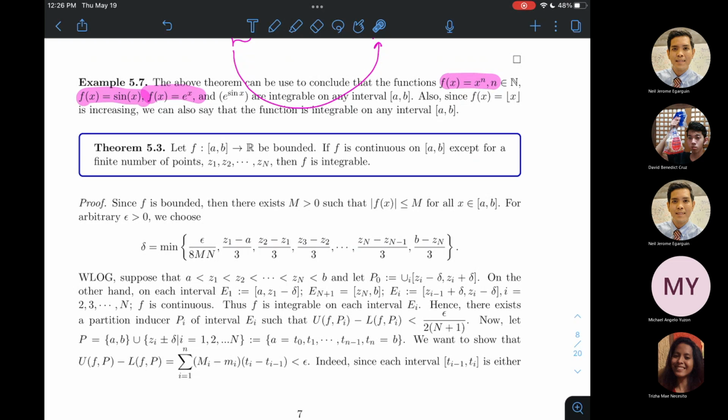Hindi kailangan maging perfect yung isang function. I mean, perfect with respect to continuity. Kahit may maliliit kang faults, basta finite lang yung number of faults, so points of discontinuity, ikaw pa rin ay integrable. As long as sa other points on that closed interval, ikaw ay continuous pa rin. Okay? So, titingnan natin yung proof kung paano siya ginawa.